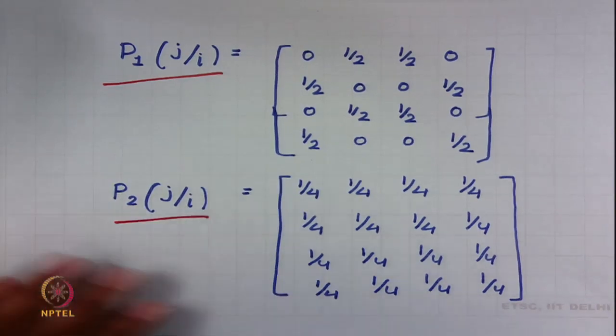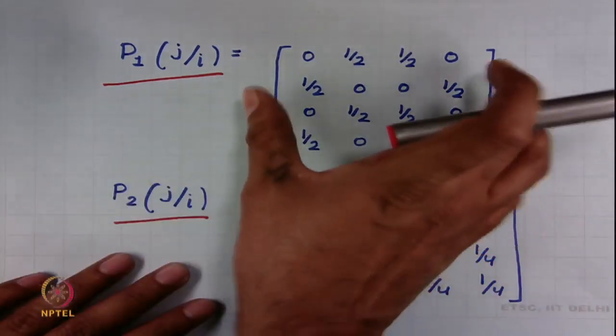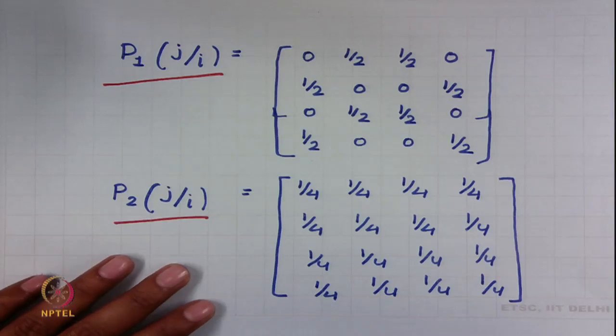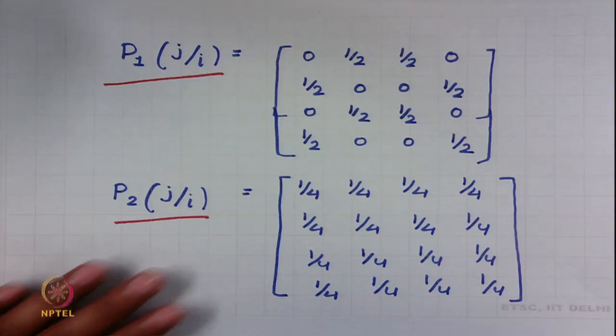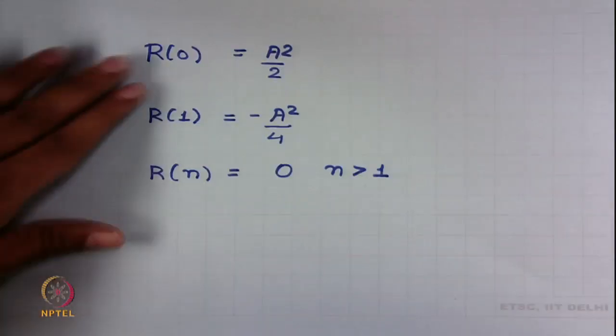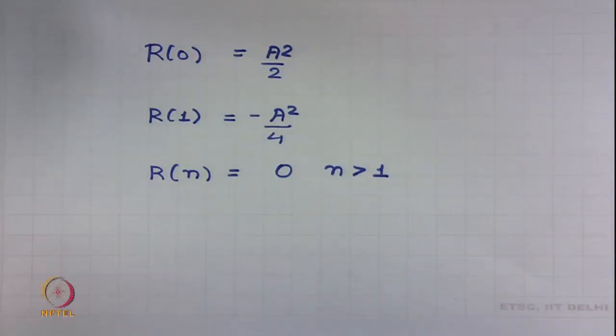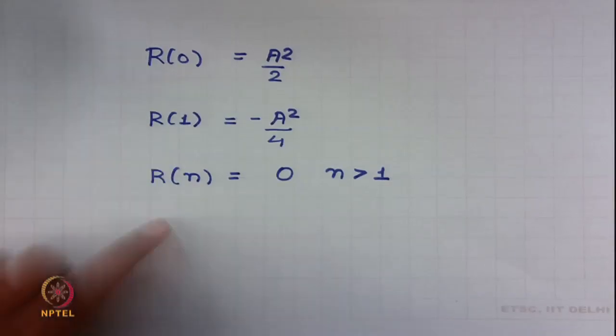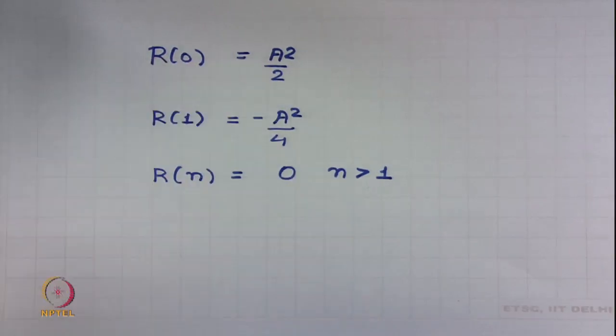You can obtain P 2 j given i, which is obtained by multiplying this with itself, and you get such a matrix. Do it, get yourself familiar, and then also find out the values of R 0, R 1 using the same approach as we have done in the case of unipolar signaling scheme. Doing it yourself will give you more confidence than me doing it for you. I am just tabulating the results: R of 0 will be A squared by 2, R of 1 will be minus A squared by 4, R of n will be 0 for n greater than 1.